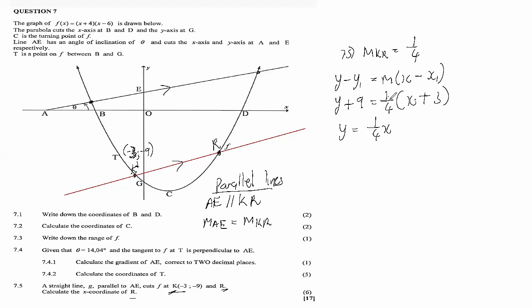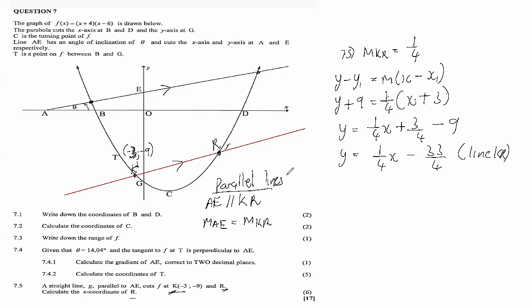This multiplied by that, this multiplied by this, 3/4. And then -9, if we transpose the 9 over here, so this is 1/4x minus 33/4, right? So now we have the equation of line KR, right? We have the equation of line KR.